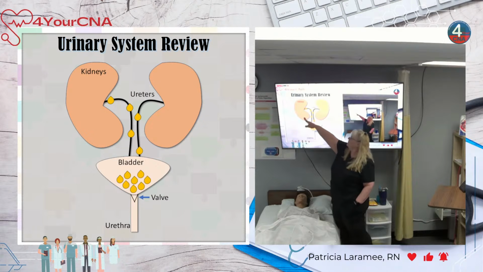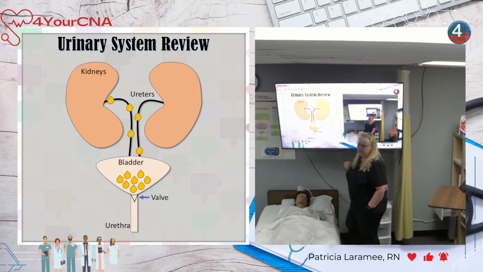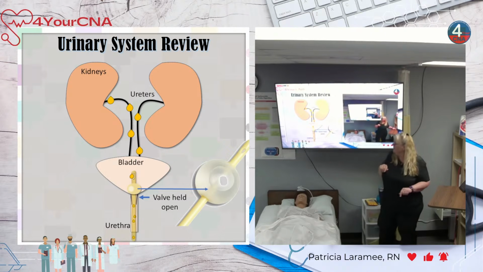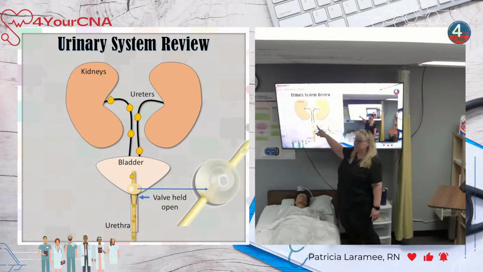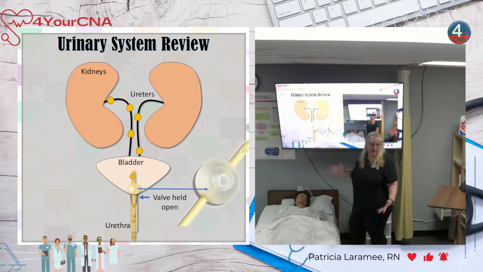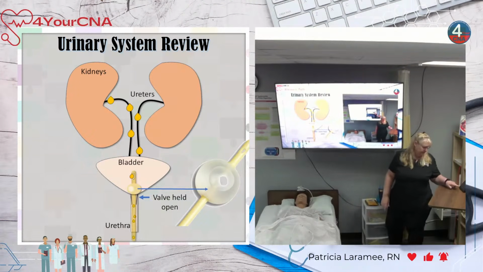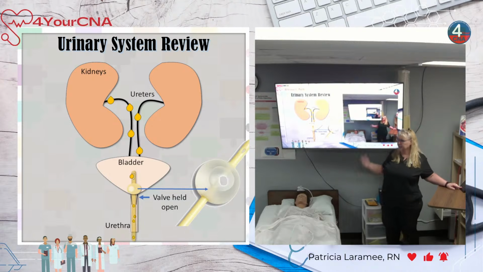So urinary system review, we have two kidneys. We have ureters that come out of the kidneys. Urine comes down those ureters, drip, drip, drip into the bladder. That valve holds the urine in the bladder. What we're doing with the catheter here is we just put it in, we inflated that balloon, and that just keeps that bladder from filling up. Instead of the urine collecting in the bladder, it goes down the tube and out of the body. Good? That's all a catheter is. It's a diversion. We're diverting the urine into a bag.